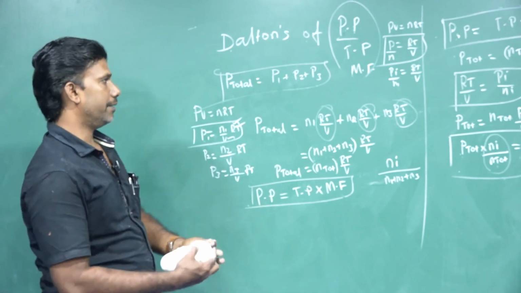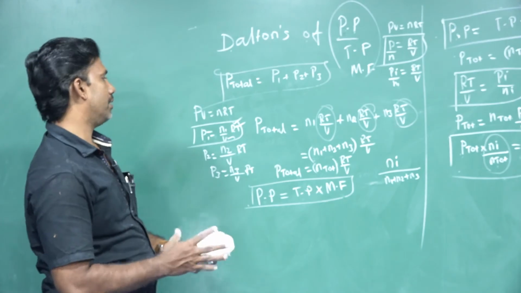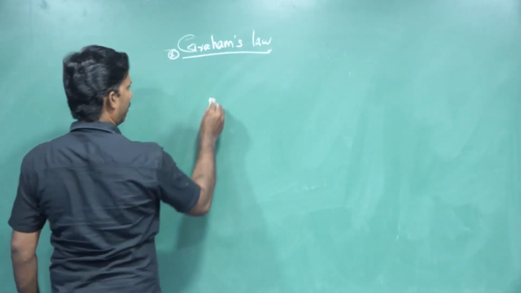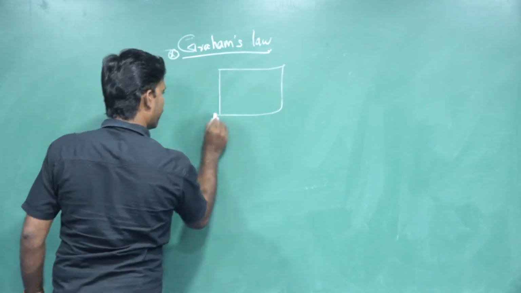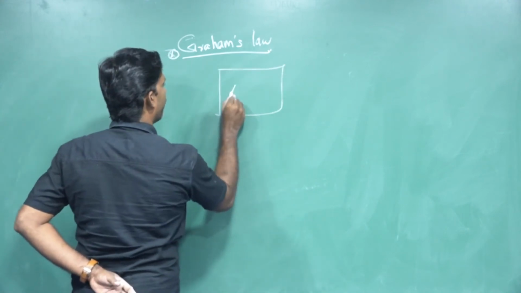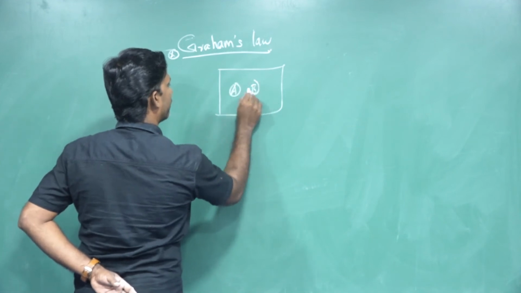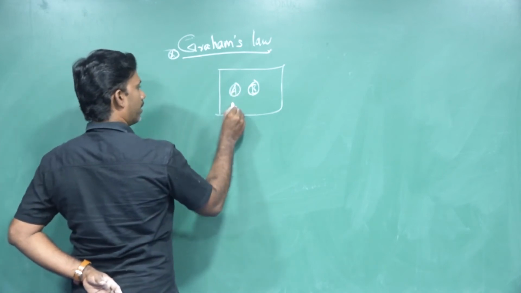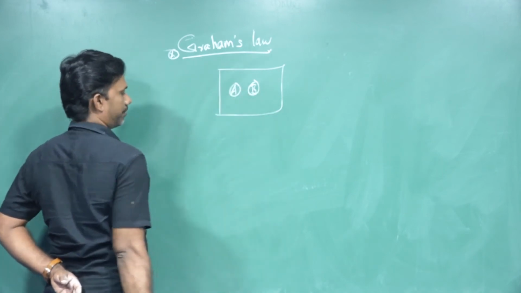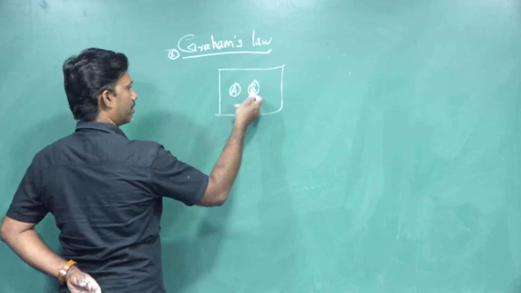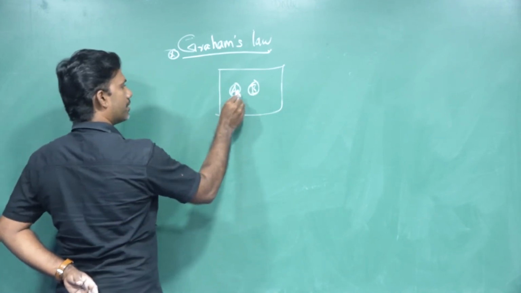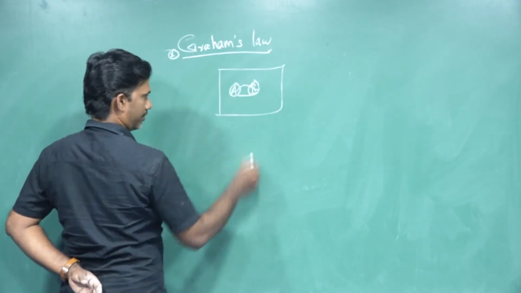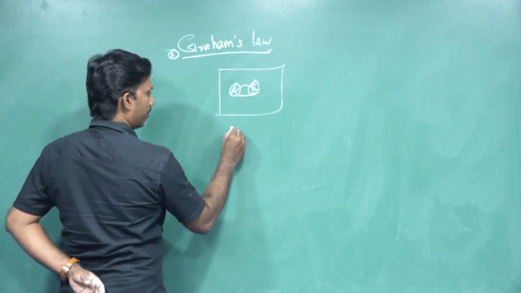Then let us move on to Graham's law. Consider a container having a mixture of gases, A and B. Two gases are present in that container. What is the tendency of gases? To flow from more concentration to less concentration. The tendency of a gas to get into another gas is called diffusion.